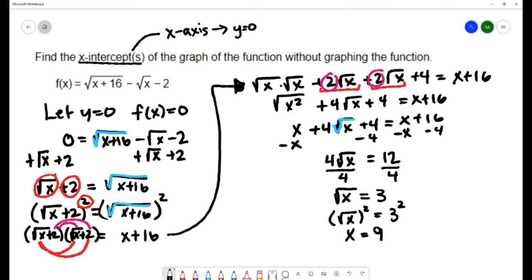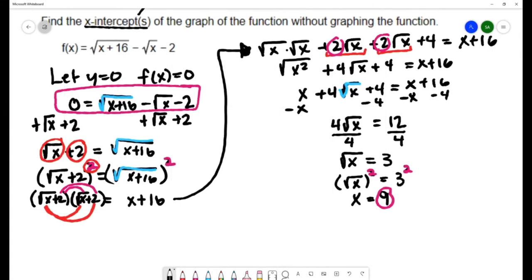So that leads us to x equals 9, but we have one more step to go because this operation that we did of squaring both sides, and we did it twice, can sometimes lead to solutions that don't work in the original equation. So we need to check to make sure that this solution of x equals 9 works in this original equation that we started with. So let's check that.